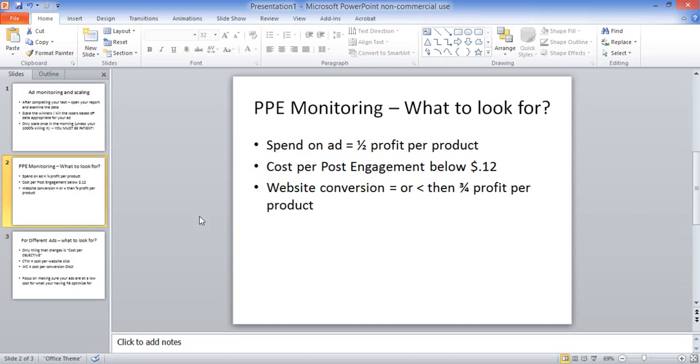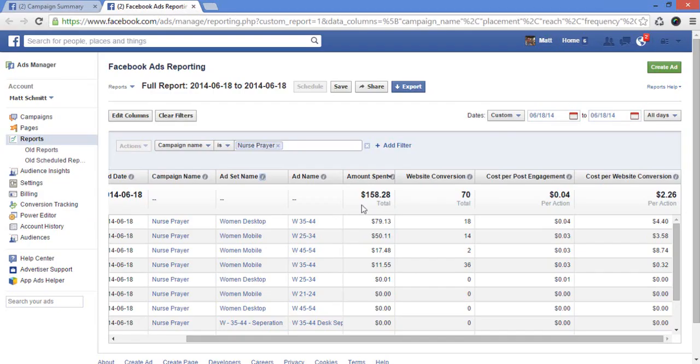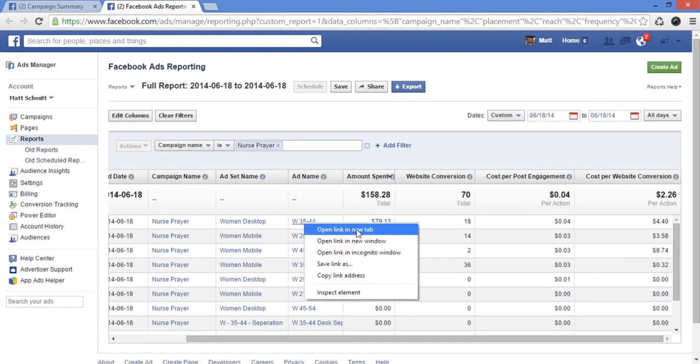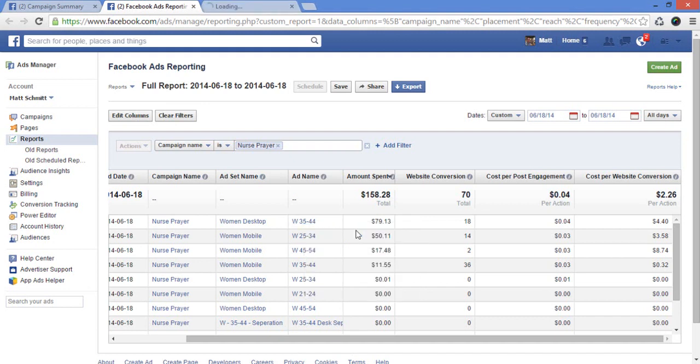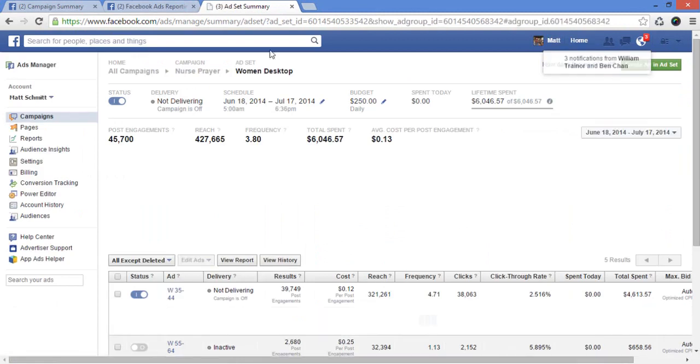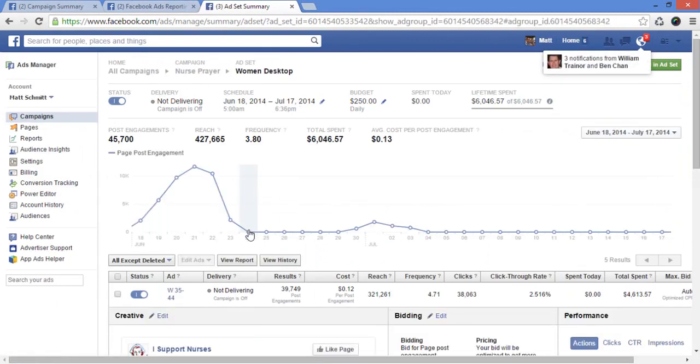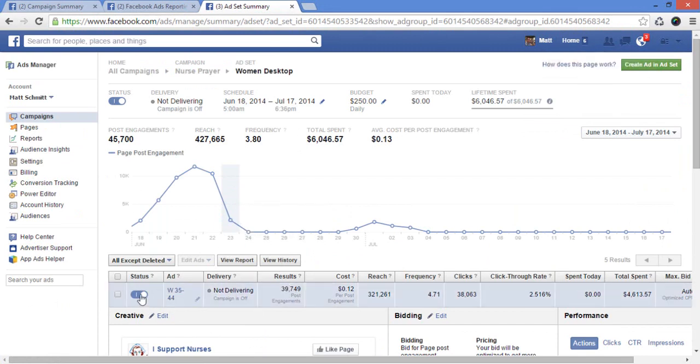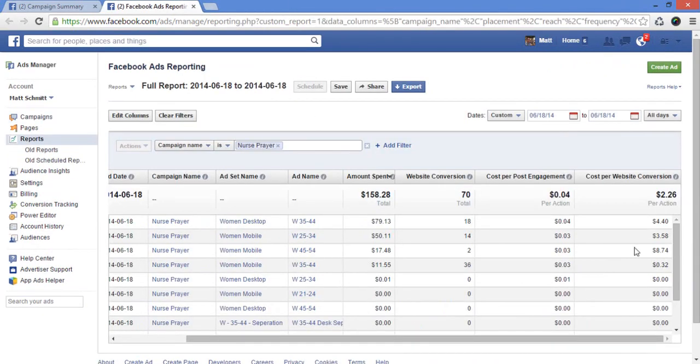So if I was to kill it, say this is an ad that I need to now kill, all I do is click on this ad right here. I like right-clicking and open link in new tab. It's going to open up here, and all you need to do is tick that off, and that will set your ad to off. And you can do that to all the appropriate ads.